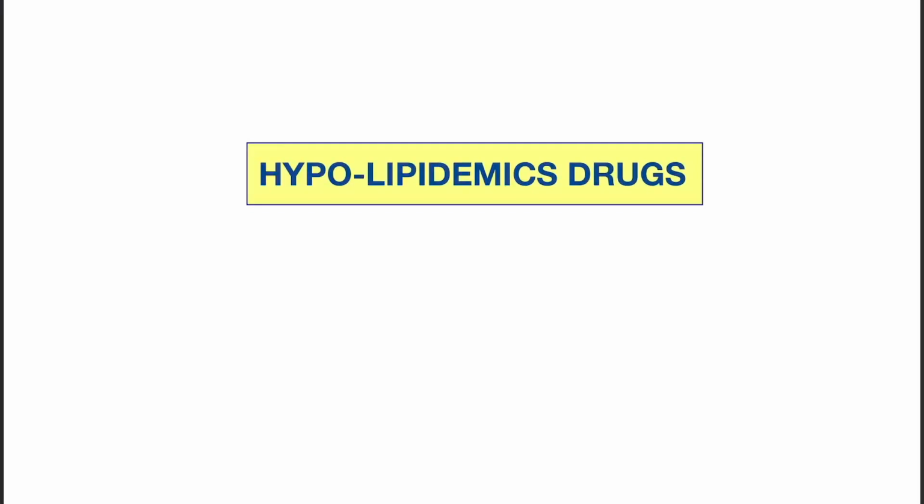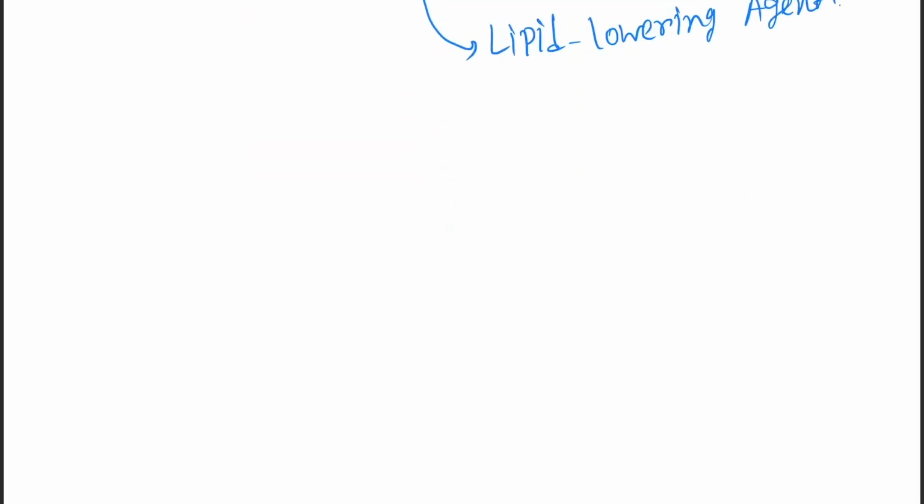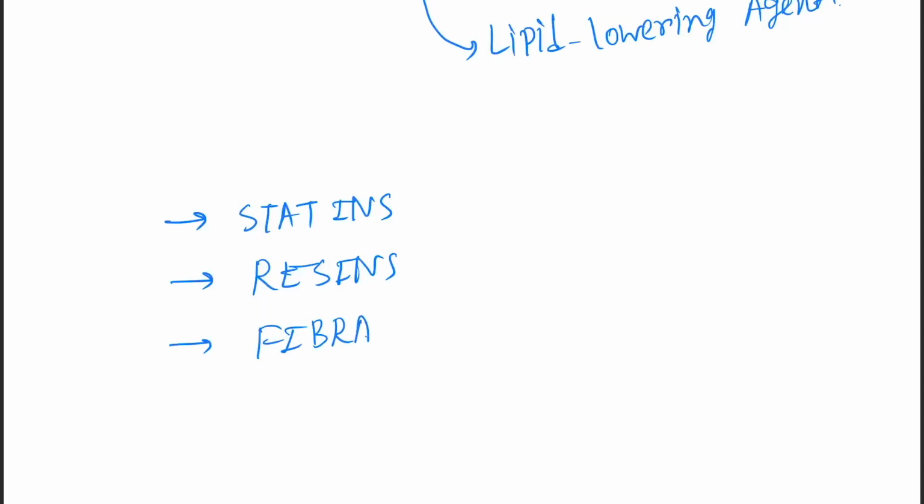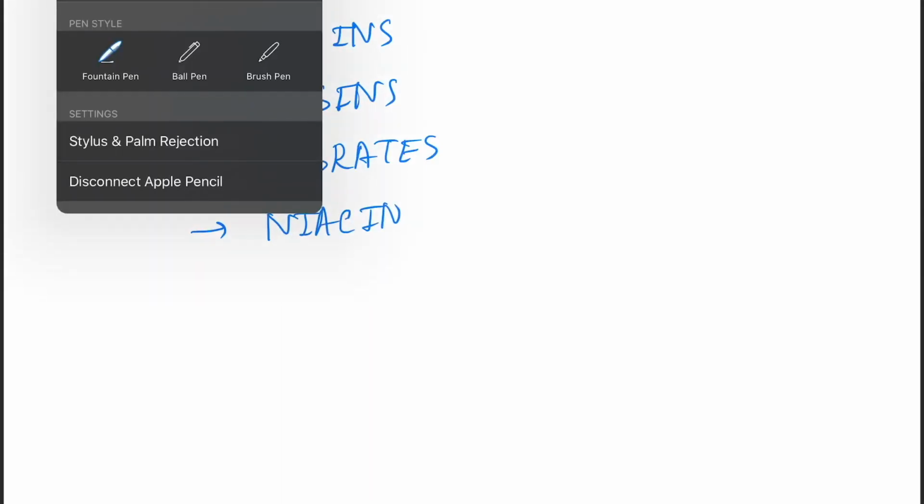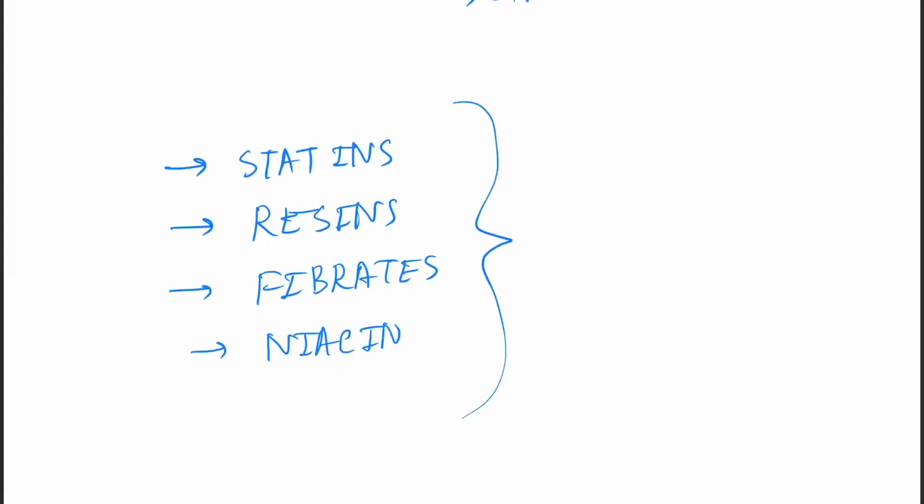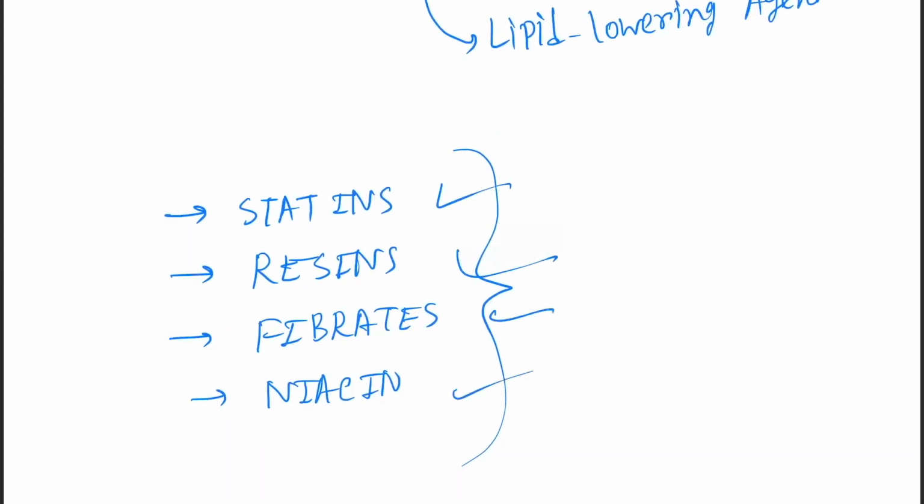Okay, so hello friends, today our topic is the hypolipidemic drugs, also called the lipid lowering agents. Mainly they are classified into four: first one is the statins, next is resins, next is fibrates, and next is niacin. We will see the mnemonic of every category and mechanism of action. So let's start one by one.